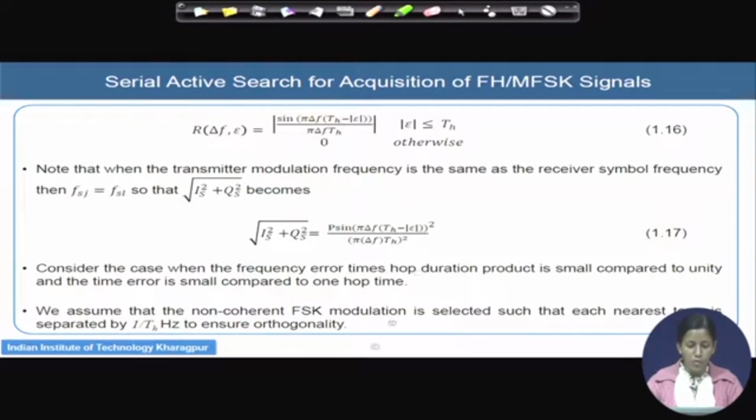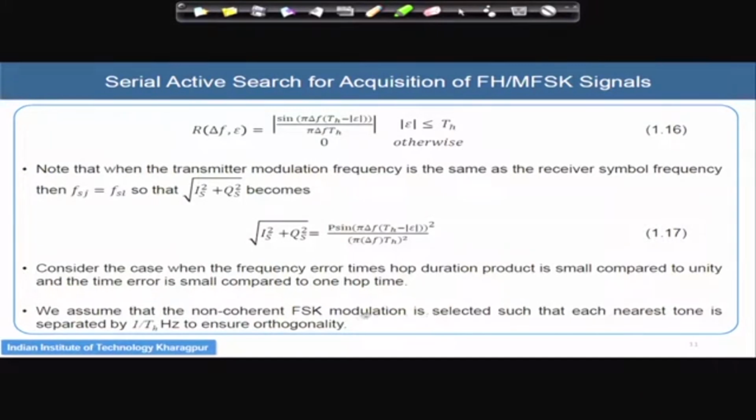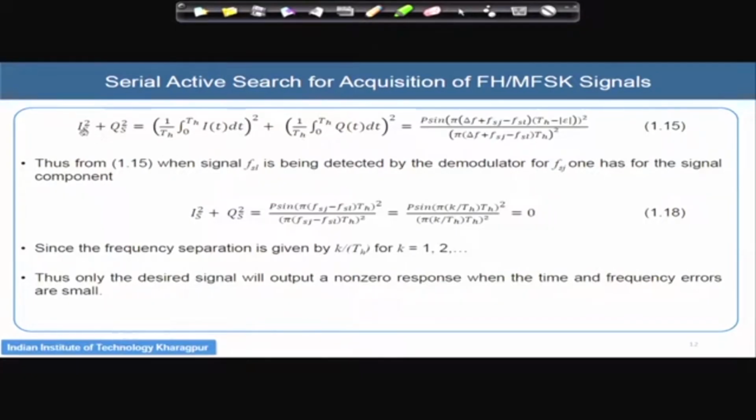If this is the situation, and we assume that non-coherent FSK modulation is going on, and that the modulation tones are kept in such a way that the nearest tones are separated by 1 by Th Hz to ensure orthogonality, then the signal components I_s square and Q_s square will boil down to this.